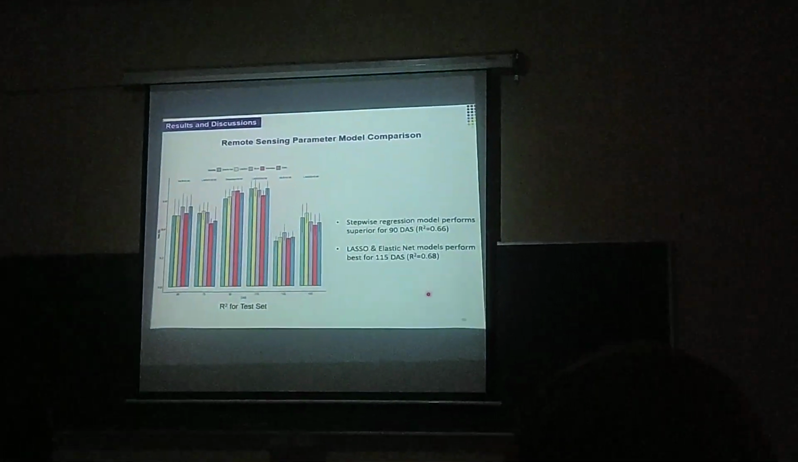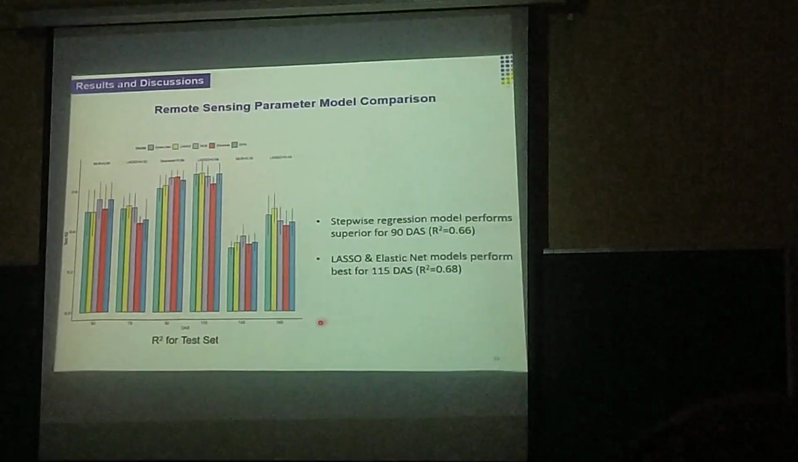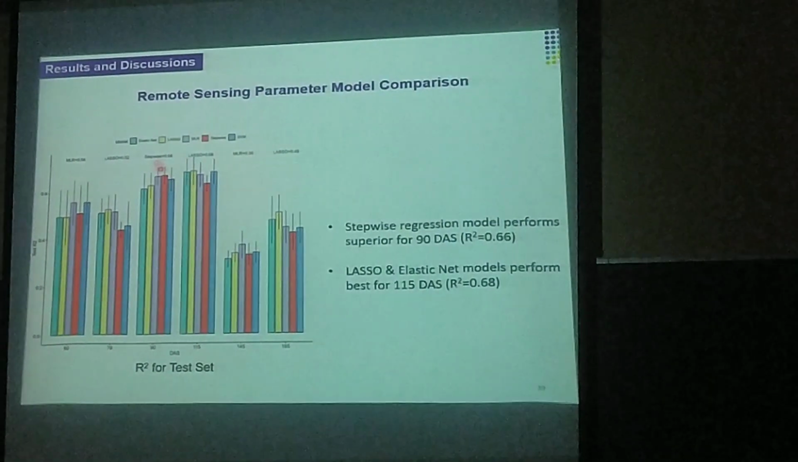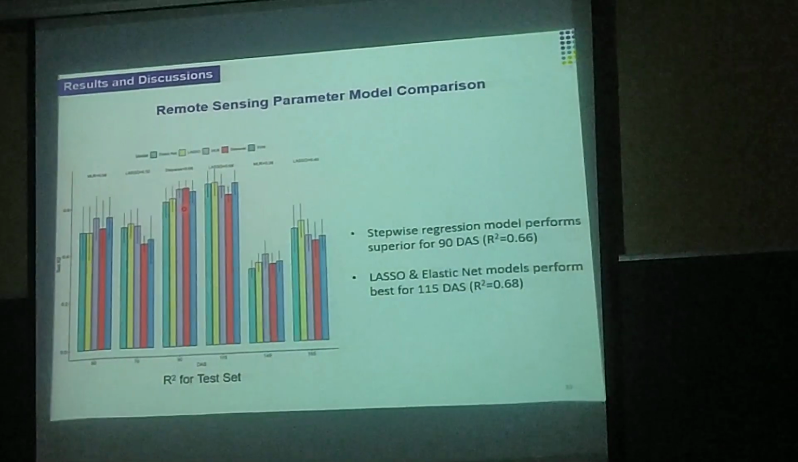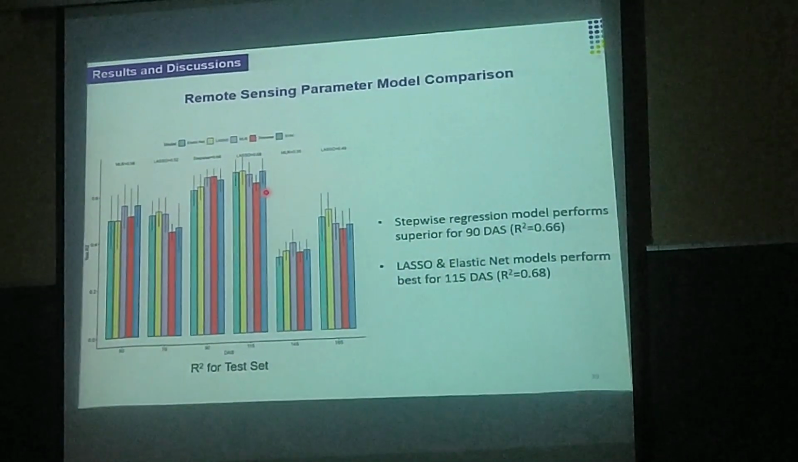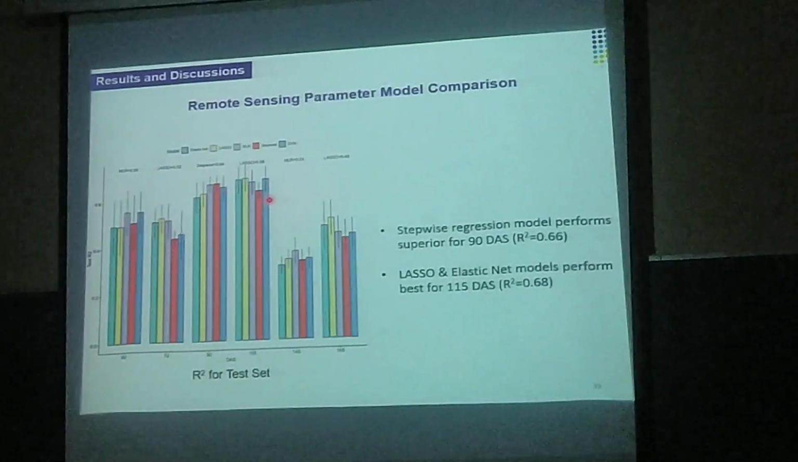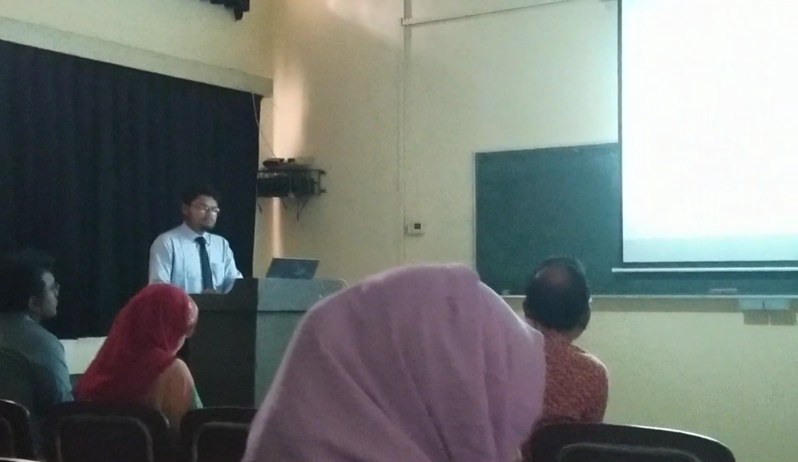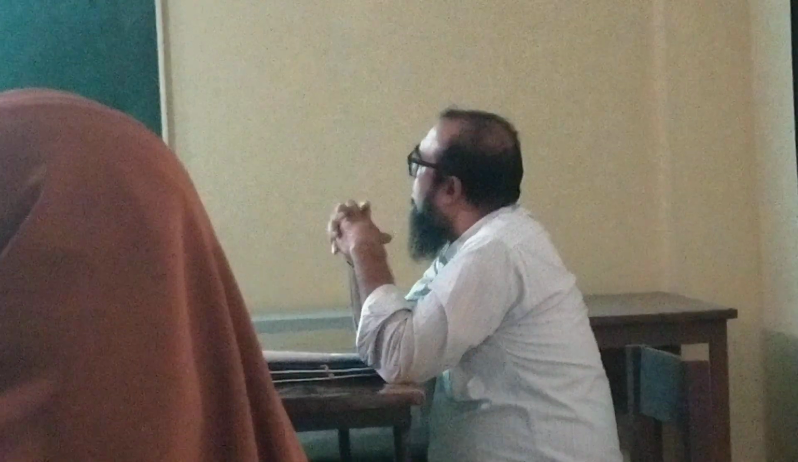And this hypothesis is proved in this bar graph. Here we can see that the stepwise has performed best for the flowering stage at 90 DAS, and lasso and elastic net have performed best for the boll formation stage at 115 DAS. It's an interesting finding that the remote sensing parameter can predict better, almost 75 days prior to final harvesting, than the agronomic parameter model. If you remember, the best agronomic parameter model was elastic net, and the R square value was 0.58.